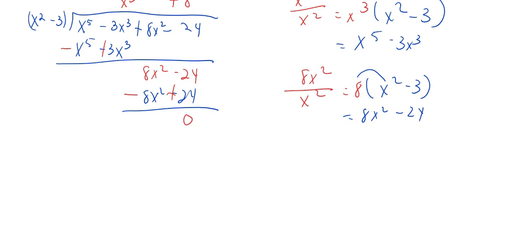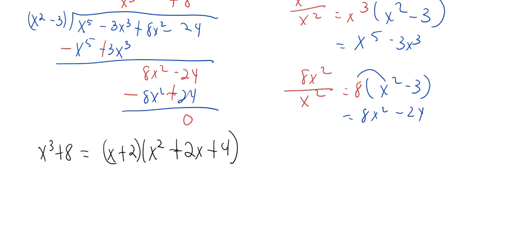Yes, we can, because that is the sum of two perfect cubes. The cube root of x cubed is x, and the cube root of 8 is 2. If you remember the pattern, it is the first root plus the second root, so it's going to have the same sign, and then, oops, that should be a negative in between. So the second one would be x squared subtract 2x plus 4.